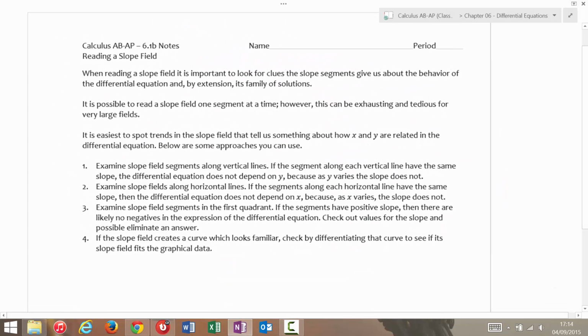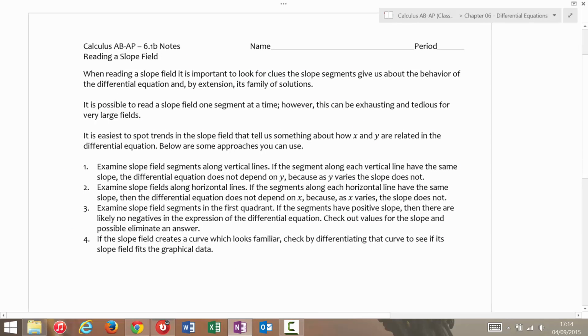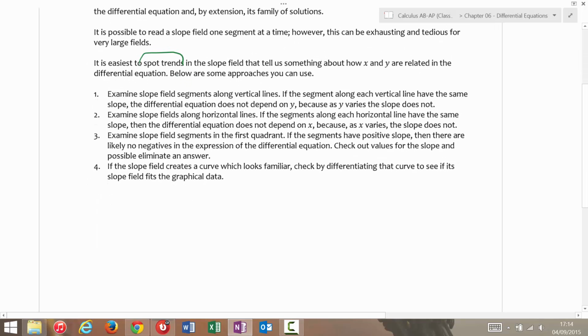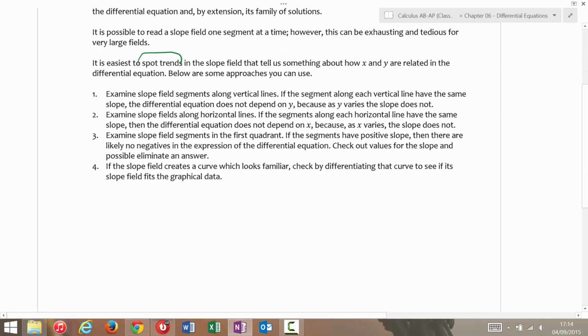Just kidding. I have provided this page for you, and these are just basically directions on reading a slope field. When reading a slope field, it's important to look for clues the slope segment gives us, and it's possible to read a slope field one segment at a time. However, this is exhausting and tedious for very large fields. Spot trends. Some of what you're going to be doing is trying to figure out where these things came from and what they look like.